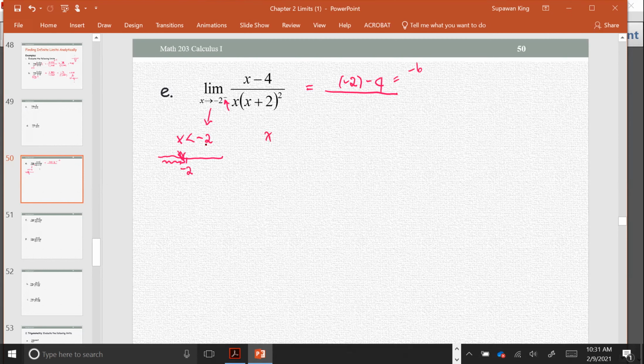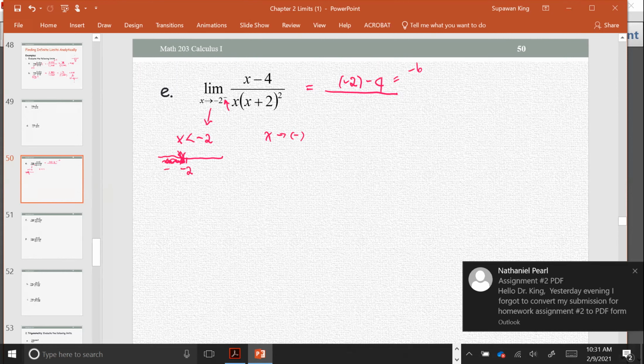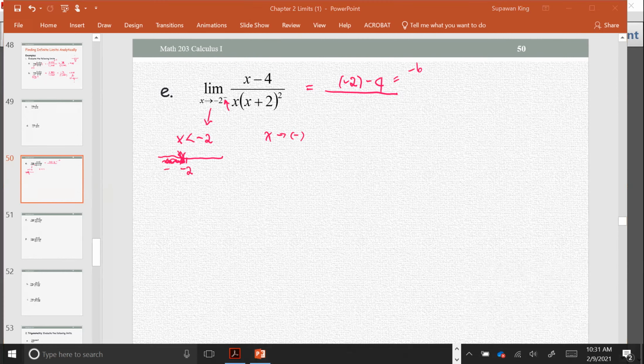For the x itself, the sign will be negative with the condition that x approaches -2 on the left. Anything below -2, the sign is negative because -2 is already negative. Anything lower, still negative. So the x term is gonna be negative. Okay, and for the term x plus 2, x plus 2 itself.